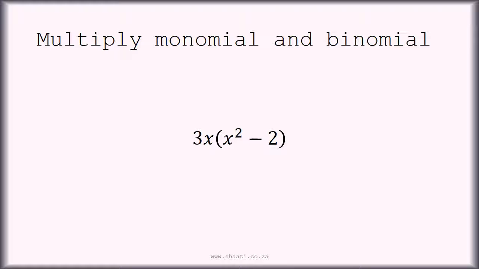Let's quickly recap multiplying a monomial with a binomial. So we've got the monomial over here and the binomial is over there. Remember, there's two terms, so we have to multiply the monomial with each one of the terms. So the first thing that we're going to do is say 3x multiplied by x squared is 3x cubed, and then we have to multiply that same monomial by the minus 2. Positive multiplied by a negative is a negative. 3 times 2 is 6x.